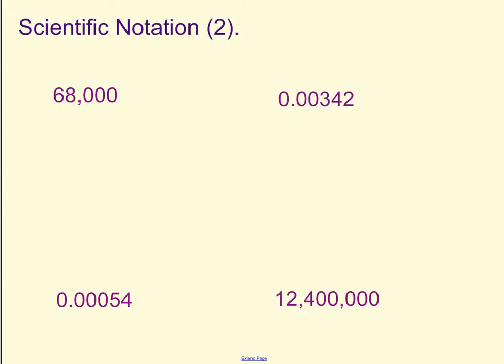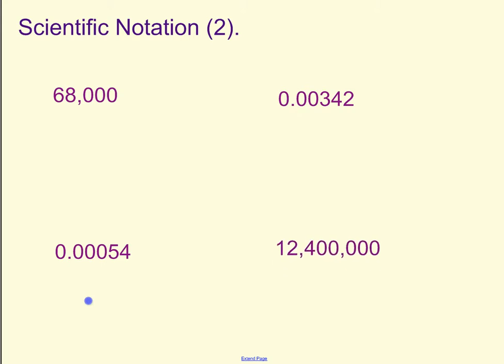Alright, here's our second video on scientific notation. What we're going to do here is take these numbers, which are in standard form, and rewrite them into scientific notation. So if you didn't watch the first video on scientific notation, go ahead and watch that as well. It goes through a little bit of the explanation.